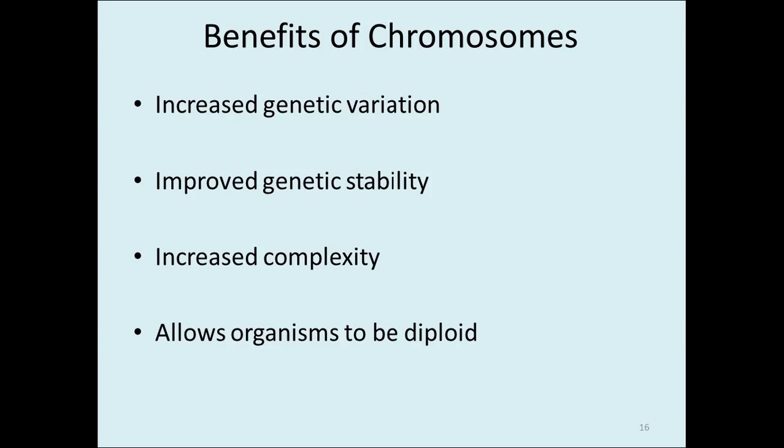And finally, it allows organisms to be diploid. Being diploid reduces the effect of harmful genes because you have a backup. It also reduces the harmful effects of not getting a gene or not getting a chromosome because you have a backup. And finally, it allows organisms to be heterozygous, which means you have a dominant and a recessive gene. This also increases genetic variation.